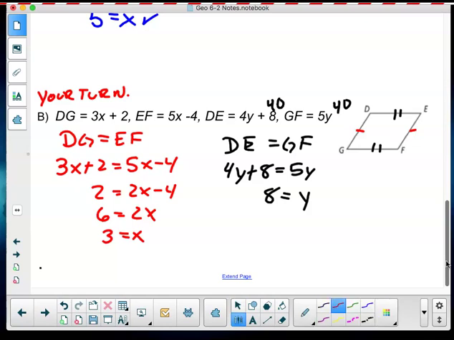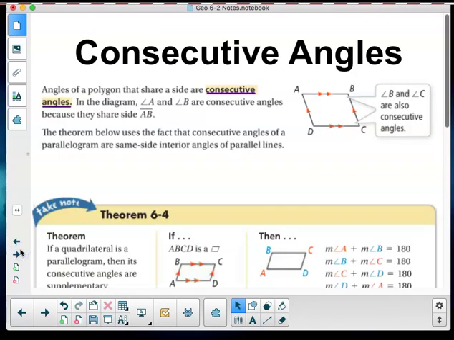I get 3 times 3 is 9 plus 2 is 11, and 3 times 5 is 15 minus 4 is also 11. So I've checked my work in both cases. Hopefully this is going well. Now, consecutive angles. This is another property.